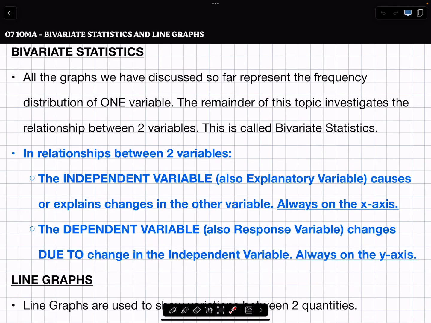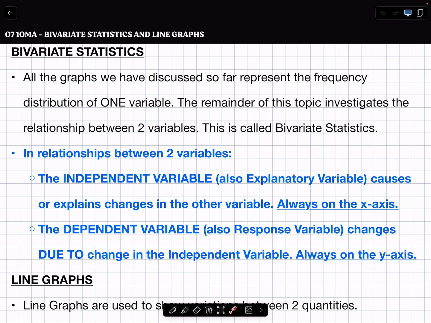The statistics that we're starting right now is called bivariate statistics. All the statistics that you've done so far, you could say is mono or univariate, because all you're looking at is the frequency distribution of one variable. All right? But now, and the more useful statistics, is when you look at the relationship between two different variables.